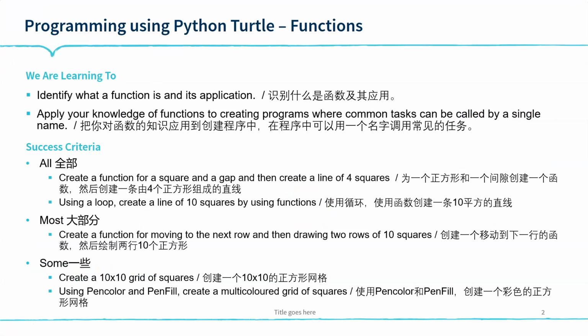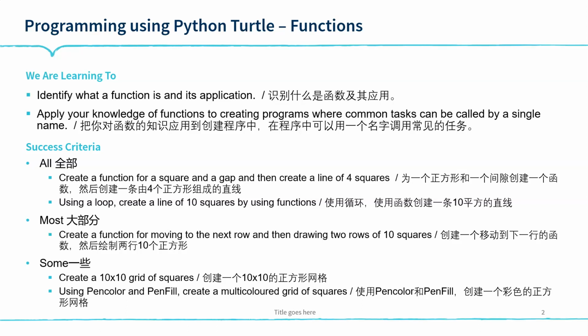So as your challenge this time, hopefully you've done this by creating a function for a square and a gap of 4 squares. Try and do it for creating a line of 10 squares using functions. But then I want you to create a function for moving to the next row and drawing a row of 10 squares, and then drawing a 10 by 10 grid.